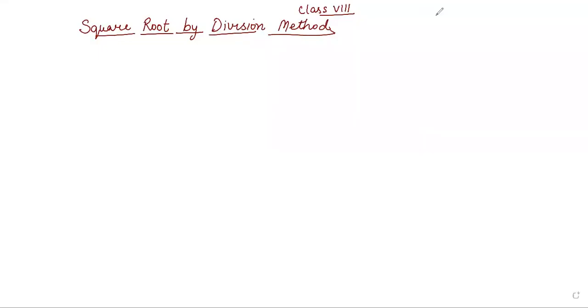Class 8 Maths. Topic is finding square root by division method. Let's take an example. Let's find the square root of 529. Now to find the square root of 529, first step we have to do is place a bar over every pair of digits starting from the digits at one's place. If the number of digits in it is odd, then the leftmost digit 5 will have a bar.